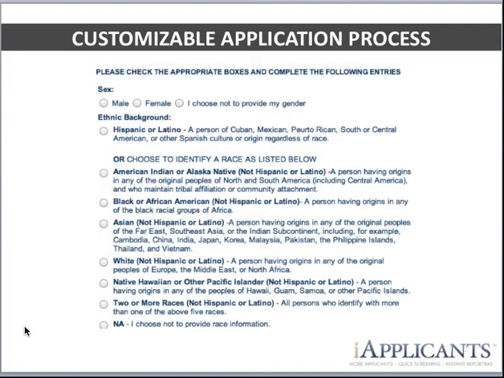We can even collect race and gender information if you need that for EEO, affirmative action, or anything like that, and it will be stored separately where you're still legal. You're not going to get in trouble for collecting it, but it's there for reporting purposes.